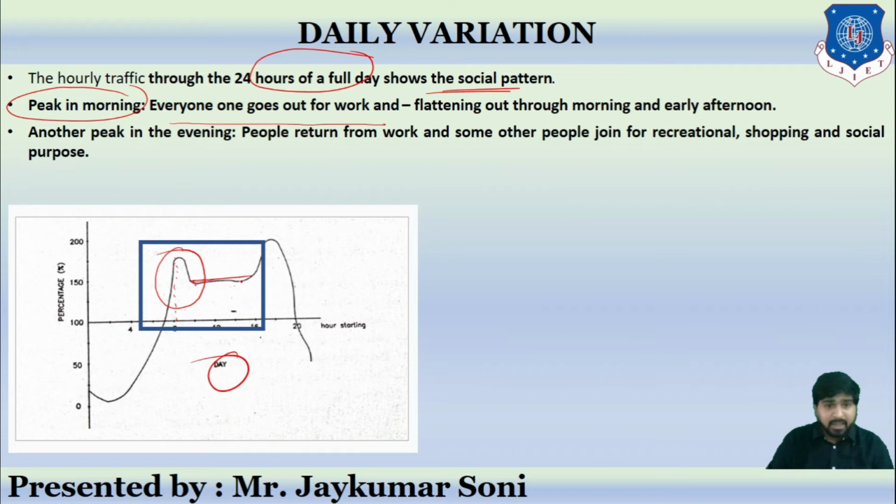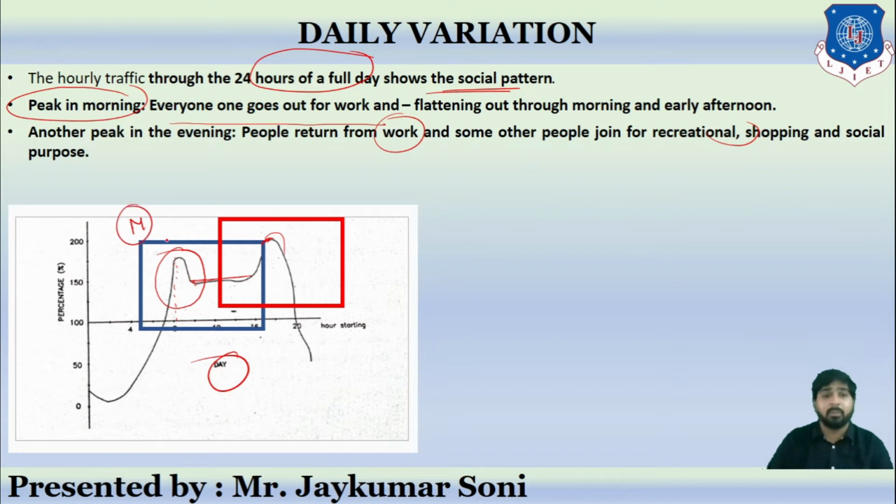Now, another peak is in the evening, from 4 p.m., because people return from their work. Some people may go to the gym, recreational activities, swimming classes, shopping, or for social purposes. So after 4 p.m., it is also increasing. So this is the morning peak, which is shown in blue color, and this is the afternoon or evening peak, which is shown in red color.